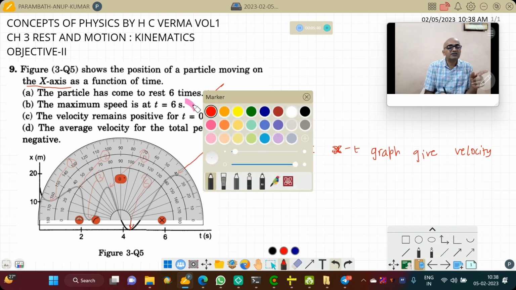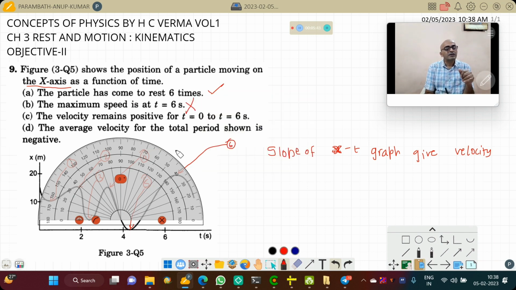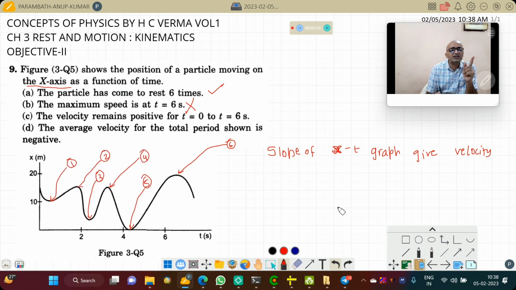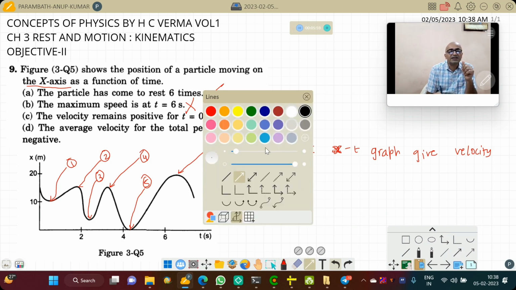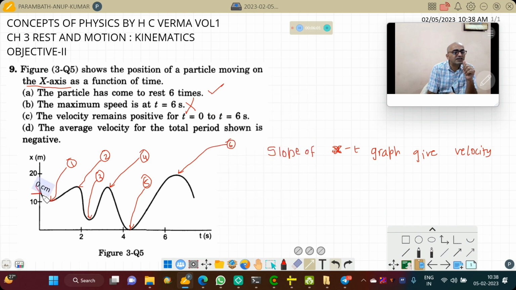So that is ruled out, students. So next is the velocity remains positive for t equal to 0 to t equal to 6 seconds. That is not correct, students, because you are seeing that the velocity is continuously changing. Some moment it is positive, some moment it is negative. Are you able to see that? Here it is negative slope, positive slope, negative slope, positive slope, negative slope, positive slope, like that. Therefore, the statement that velocity remains positive for t equal to 0 to 6 seconds, that is wrong, students.